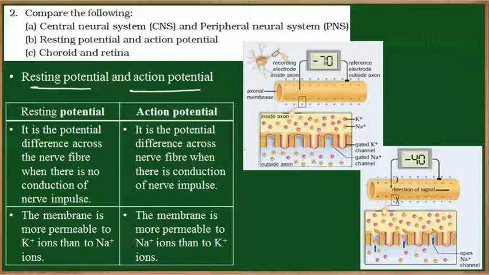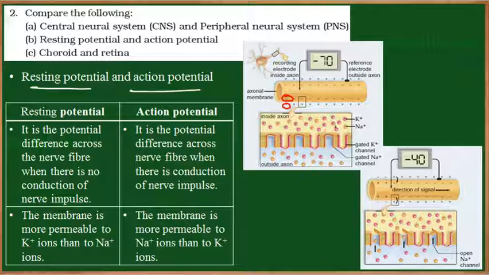The term resting potential refers to the charge difference between the inside of the axon and the outside of the axon. So in a resting potential, the inside of the axon is negatively charged and the outside of the axon is positively charged. That means there is a charge difference between the inside and outside of the axon. And this is caused by the channels present on the plasma membrane. These channels are more permeable to potassium ions. The axon, when it is at rest, is more permeable to potassium ions than sodium ions.